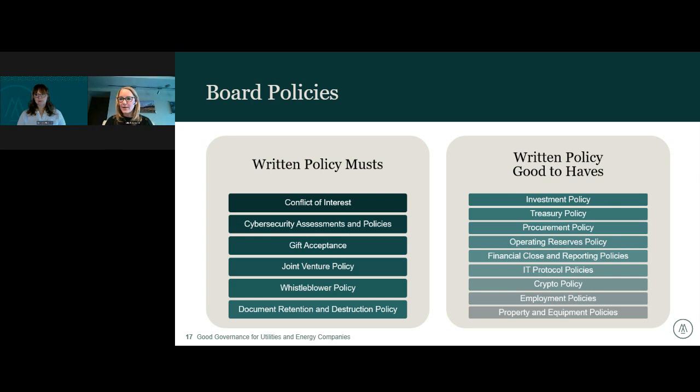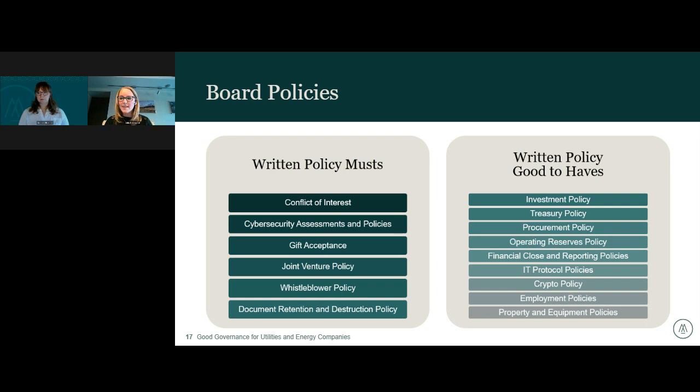So on the left-hand side is some of our musts. And the reason that we say these are musts is primarily because these are the ones that we see come up quite a bit, where this can help the entity make sure to avoid confusion in the future. So conflict of interest is a great one to have. The cybersecurity assessment, this is a new one, and policies around this. This is actually stemming from some SEC behavior. The SEC is starting a requirement that all SEC companies are required to have cybersecurity assessments and policies at the board level. And as we know, I would guess that most of you on this call aren't SEC registrants.